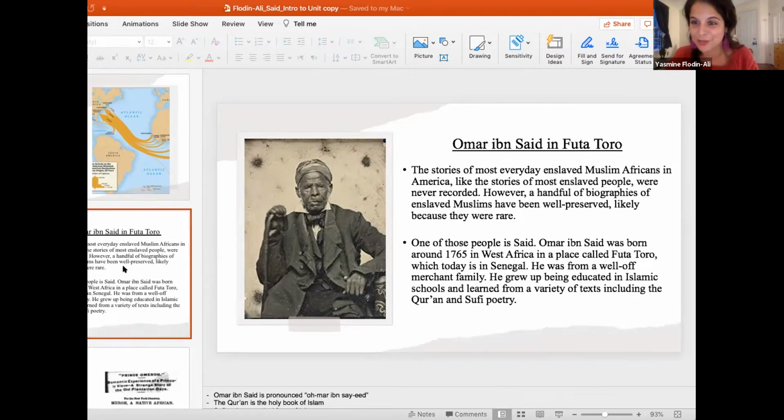So you can definitely show students a map, but in fact, there's a math activity. It might be cool for them to see where that is now. He was from a well-off merchant family. He grew up being educated in Islamic schools and learned from a variety of texts, including the Quran and Sufi poetry.